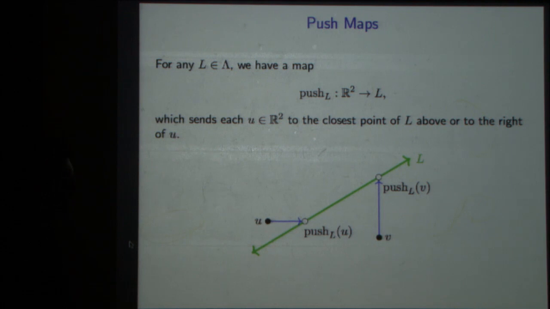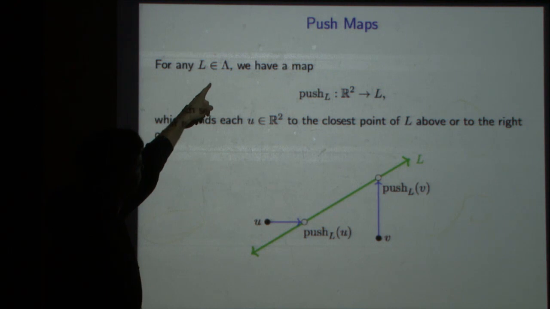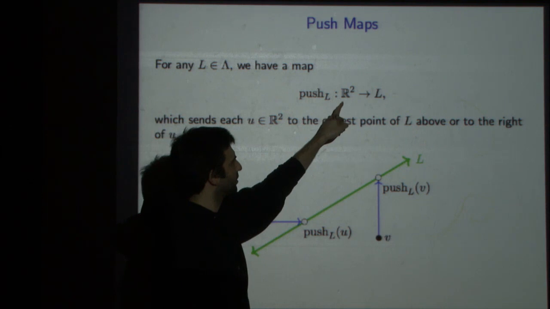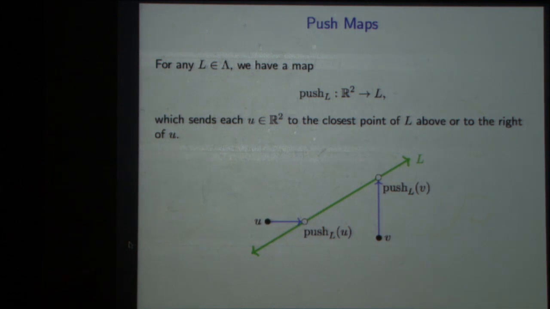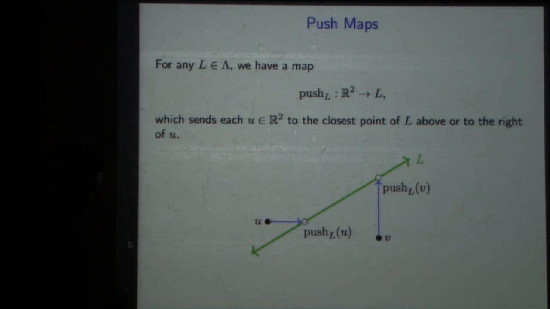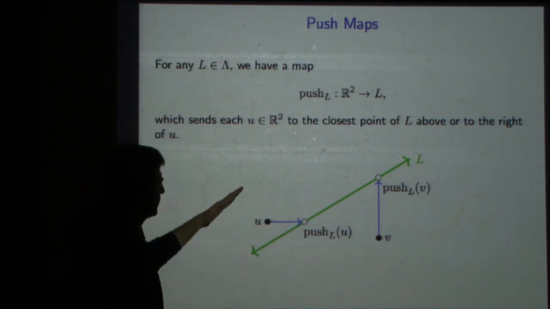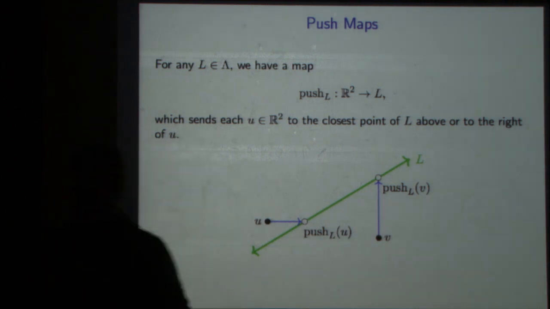Now, I'm going to define a map, and then I'm going to be able to tell you the main mathematical idea underlying this visualization scheme. So for L, a line with finite positive slope, we have a map push L. It sends every point in R2 to the line L, and the way that it does it is as shown in this picture. It pushes a point either to the right or above until it hits the line. For example, for this point here, the line is to the right of this point, but not above, so I push to the right. For this point here, the line is above, but not to the right, so I have to push up.